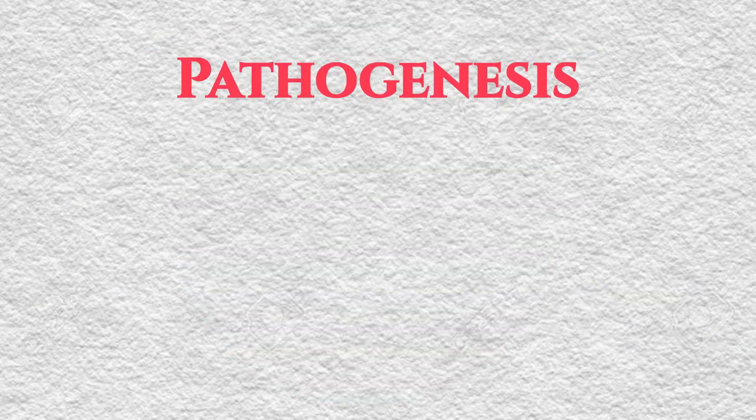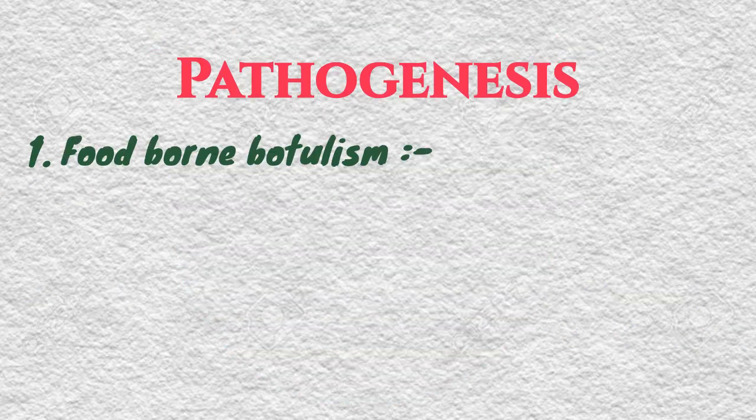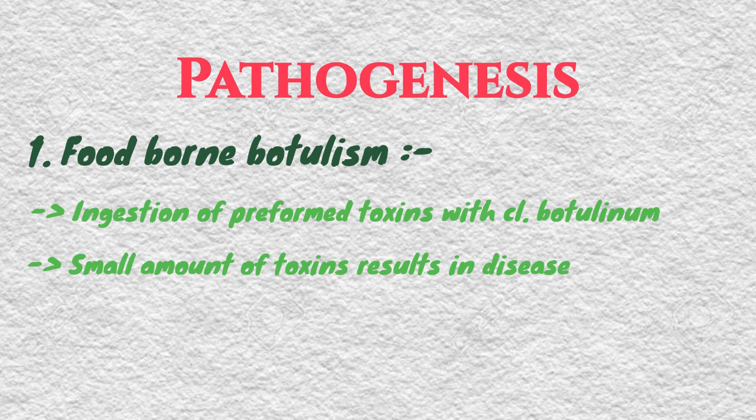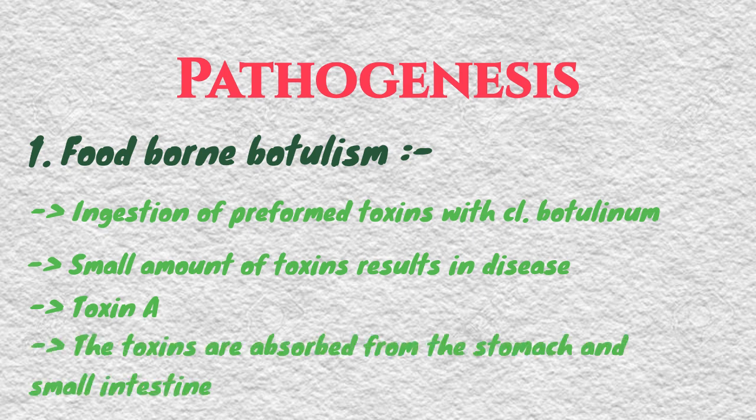The pathogenesis of botulism in foodborne botulism involves the consumption of preformed toxins from Clostridium botulinum. This occurs when food is contaminated with small amounts of toxins and then consumed, resulting in disease caused by toxin A, which is the most common cause of foodborne outbreaks. These toxins are absorbed from the stomach and small intestine as they are not denatured by digestive enzymes.